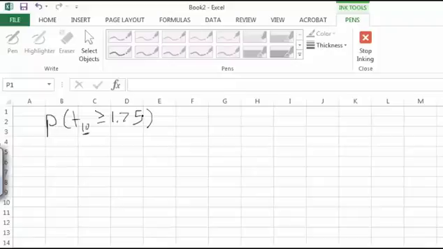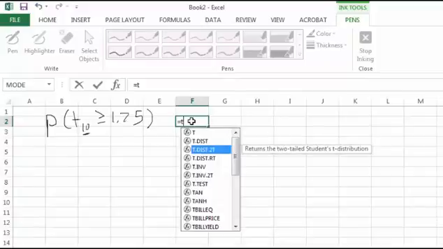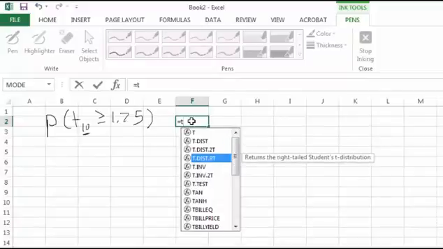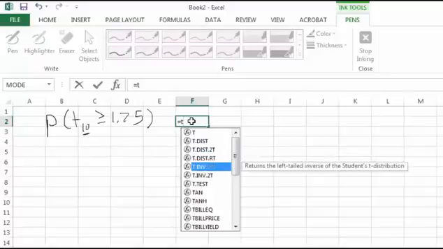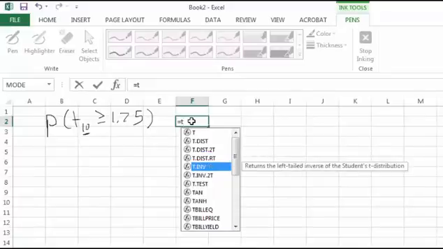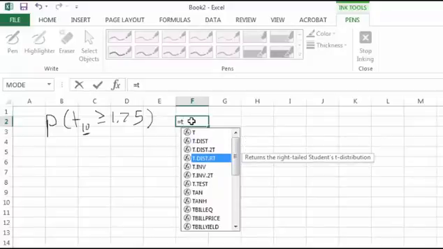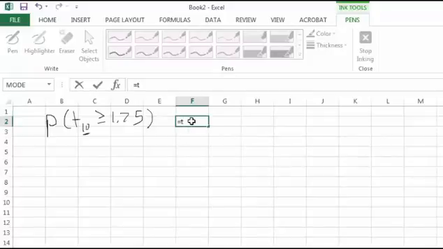Okay, so how do we solve that? Notice we've got a T.DIST. It returns a left-tailed student's t-distribution, two-tailed student's t-distribution, right-tailed student's t-distribution. And then the inverse, just like we did with norm inverse. So if we're given a probability, we can use inverse to find the scores. If we're given a score, we can use T.DIST to find the probability. Now, the only question is, do we want to do left-tailed, two-tailed, or right-tailed? Well, let's think about what those mean for a second, and then I'll show you.